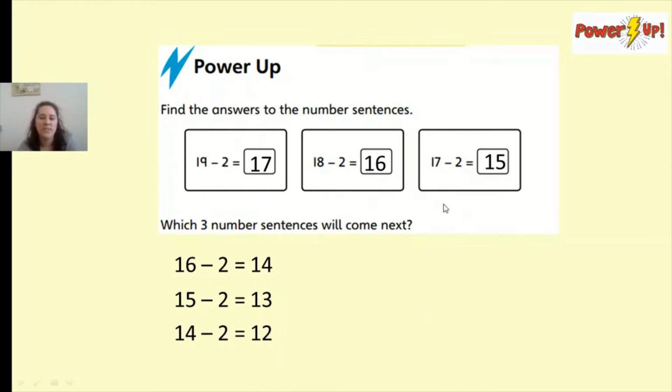is 12. Here, the pattern is that the beginning number goes down by 1 every time. 19, 18, 17, 16, 15, 14. And then you might notice that the answers go down by 1 as well. 17, 16, 15, 14, 13, 12. Well done if you spotted that pattern.